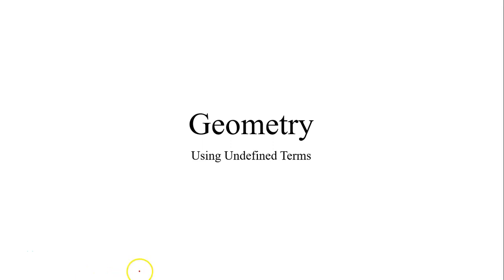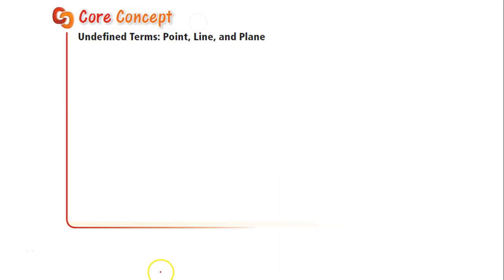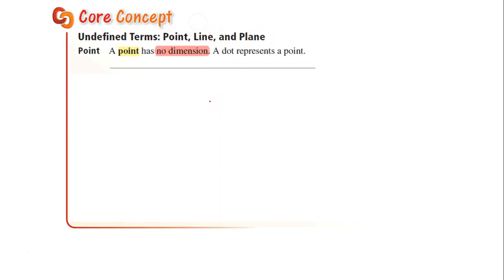Hey geometers, let's get started by looking at some undefined terms. So the undefined terms we're dealing with are a point, a line, and a plane. These don't have real formal definitions, but we just have an idea of what they are.